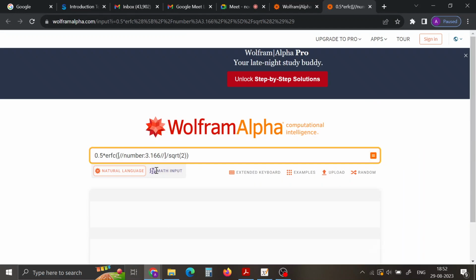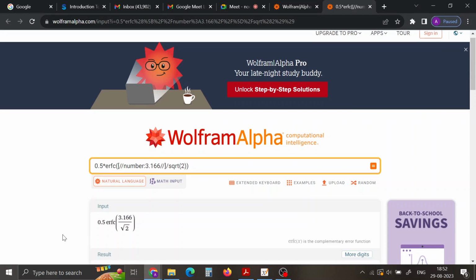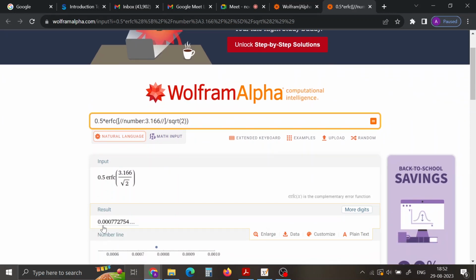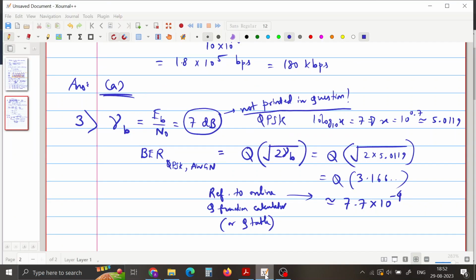Now it calculates, and you see it shows this error function form, the relation between the error function and your Q function. The result is displayed here, 0.00077, which in other words is 7.7 into 10 to the power minus 4. I just wrote it in that form. So simply do a Google search to open this Q function calculator, and you can just do it.